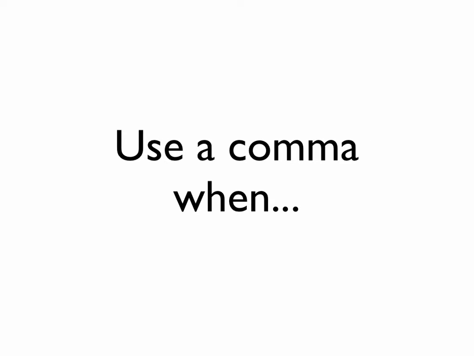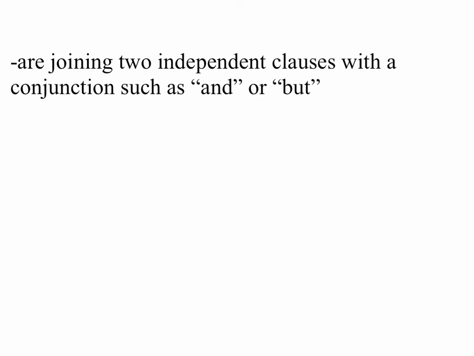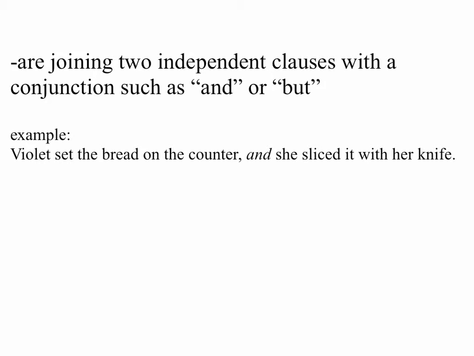Okay, so you are going to use a comma when you are joining two independent clauses with a conjunction such as and or but. So when you are using a coordinating conjunction and you have two independent clauses, here's an example. "Violet set the bread on the counter, and she sliced it with her knife."